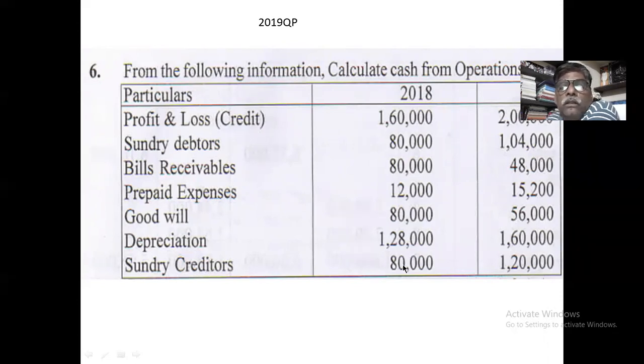Sundry creditor 80,000 to 1,20,000. Increase in creditor you have to take in the add heading. Okay. So first you calculate the fund from operation. In the fund from operation, you add increase in current liability and decrease in current asset, and deduct increase in current asset, decrease in current liability. You see the main thing. You see the solution.